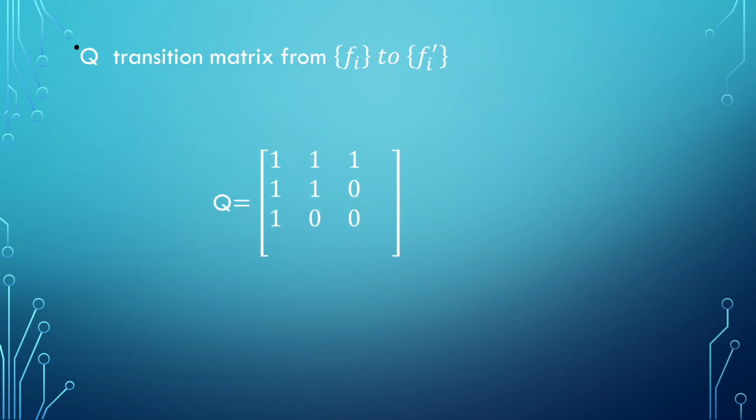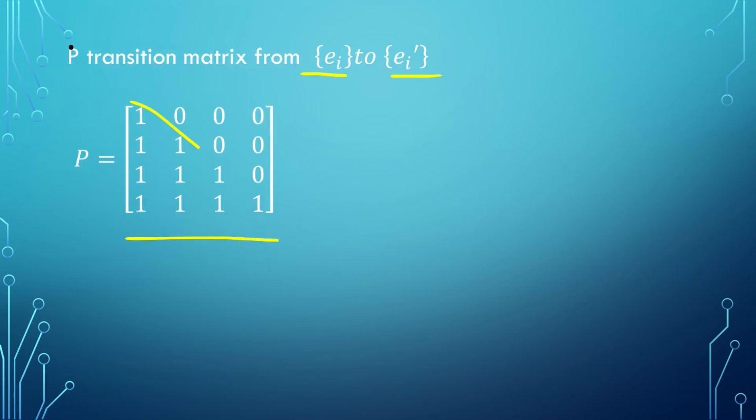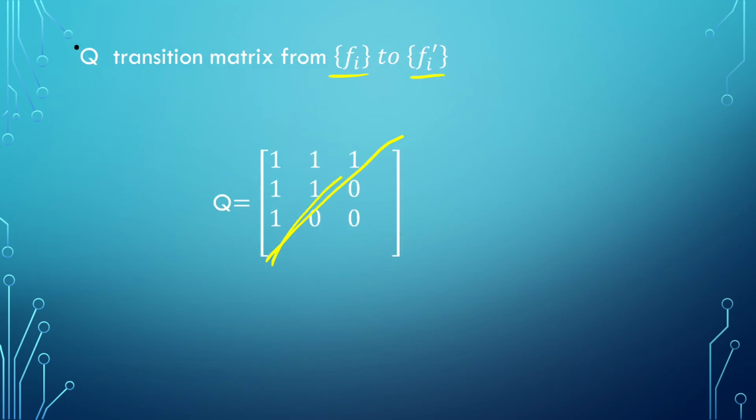Okay, the transition matrix Q for F to F bar is actually again an upper triangular matrix with ones on the upper side and zeros on the lower side. That is the transition matrix from basis F to F bar. Note that P is lower, and Q is upper like that.